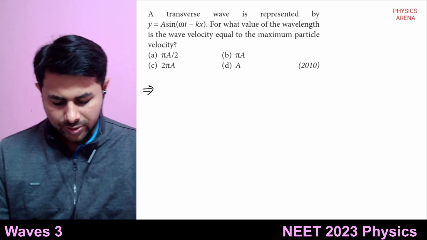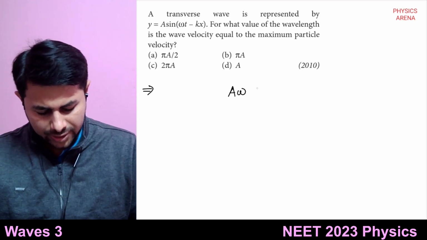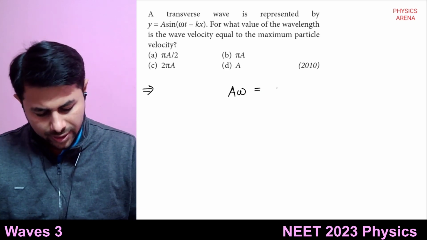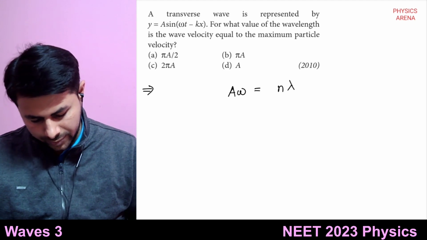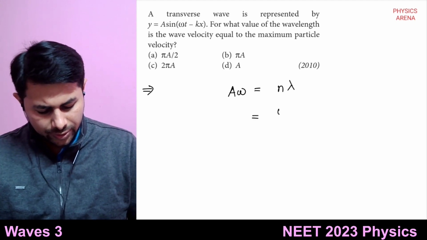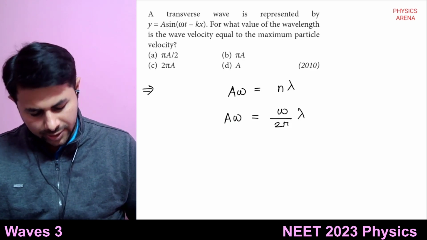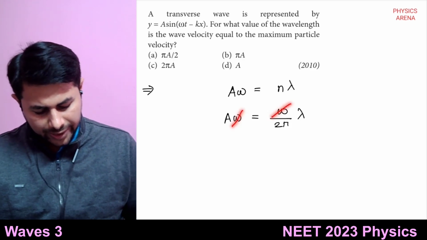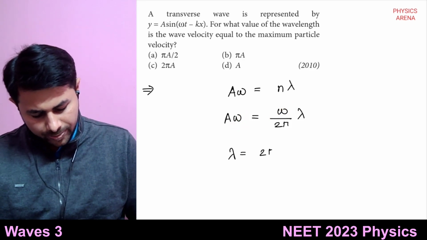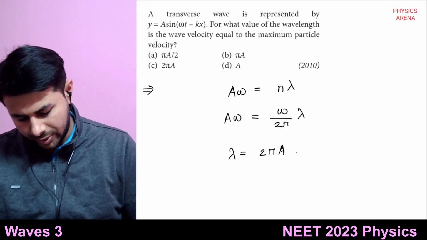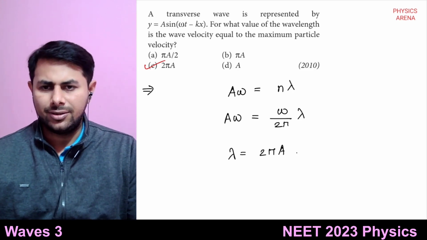Wave velocity is equal to maximum particle velocity. So again, a omega is the maximum particle velocity. It is equal to n lambda, or you can say n is equal to omega upon 2 pi. So omega and omega get cancelled, take that 2 pi to the other side. So lambda equals 2 pi multiplied by a. Option C.